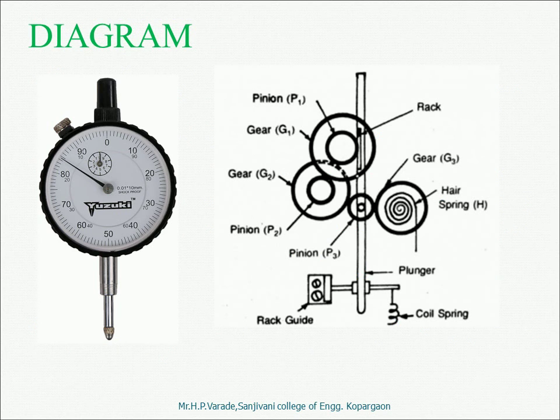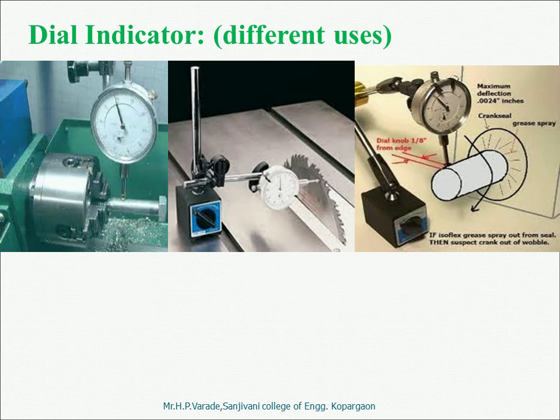So see here, I have shown one diagram of dial indicator and its internal structure. The internal structure consists of various gears, rack, pinion, hairspring, plunger, rack guide, and coil spring. All these are the elements out of which a dial indicator is manufactured. Now these are the different uses of dial indicator in engineering.